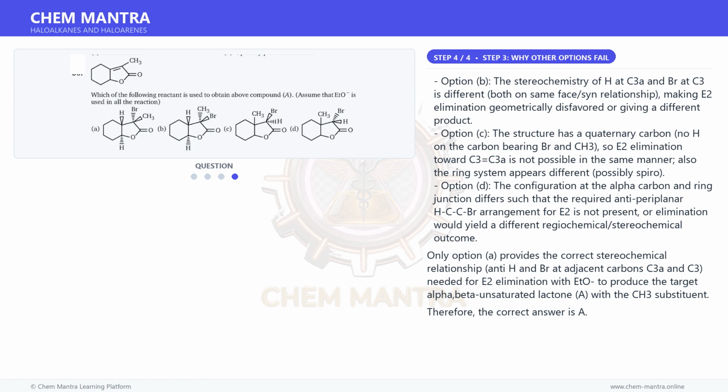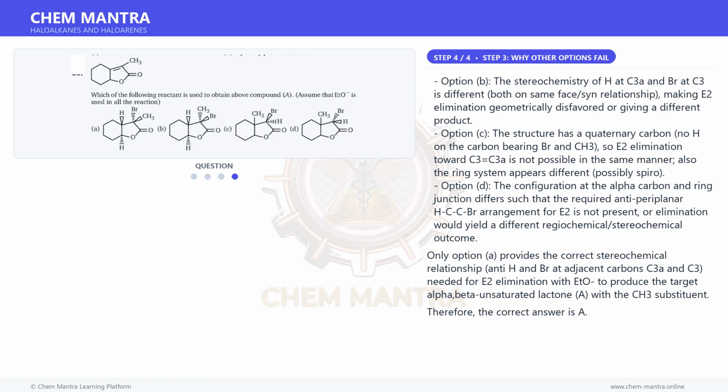Option C. The structure has a quaternary carbon, no H on the carbon bearing Br and CH3, so E2 elimination toward C3=C3A is not possible in the same manner. Also, the ring system appears different, possibly spiro. Option D. The configuration at the alpha carbon and ring junction differs such that the required antiperiplanar H-C-C-Br arrangement for E2 is not present, or elimination would yield a different regiochemical or stereochemical outcome.